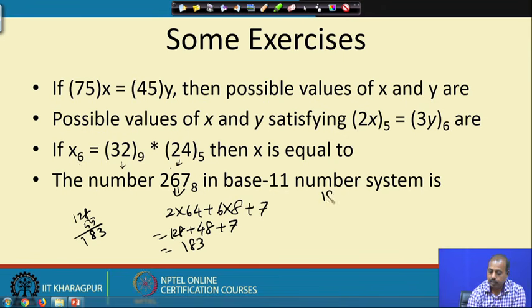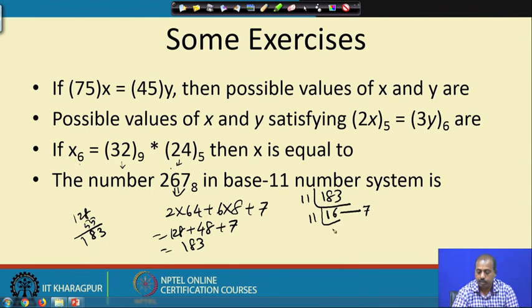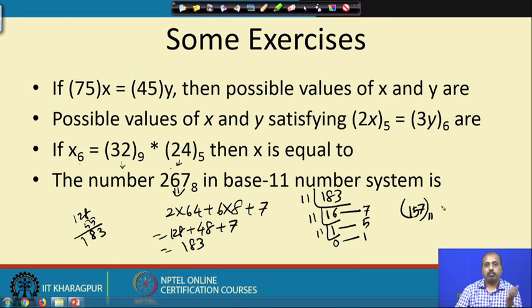Now, this 183, if you divide by 11, it is 1, then 7, 6, so 66, then there is 73. So, this is your 7, then again divide by 11. So, you get 1 and 5, and then 11, 0 and 1. So, 157 in the base 11 number system. This way you can convert numbers from one number system to another using this division.